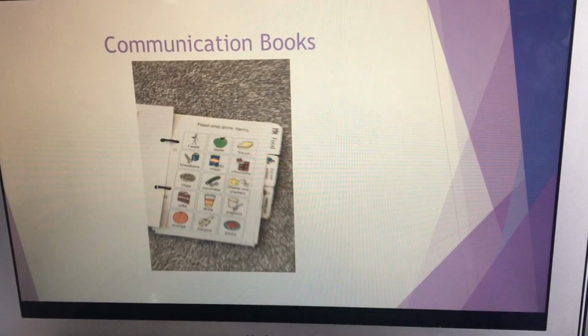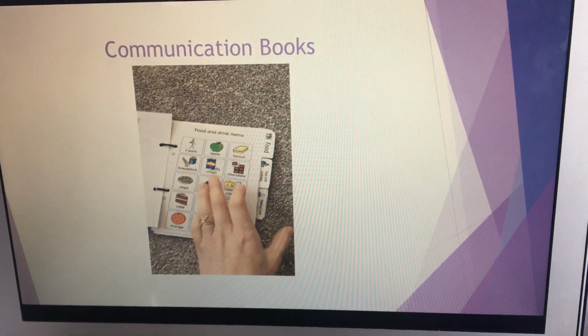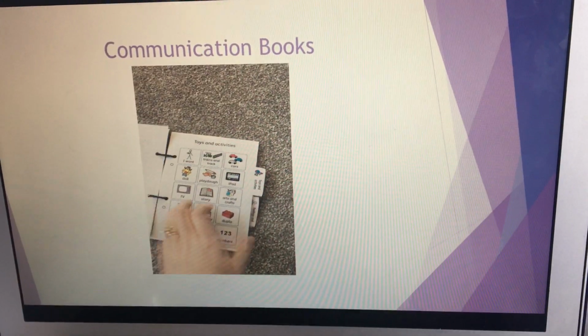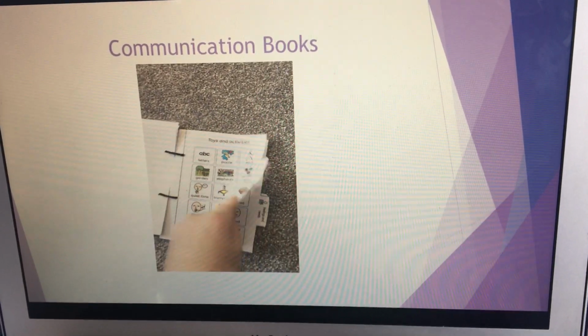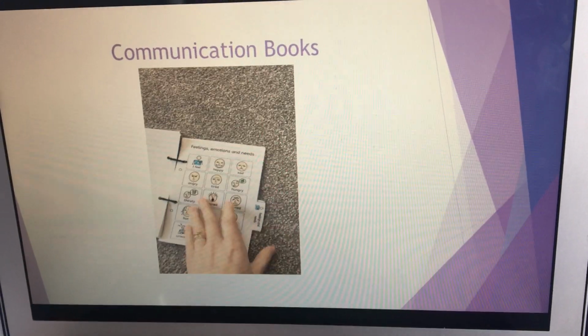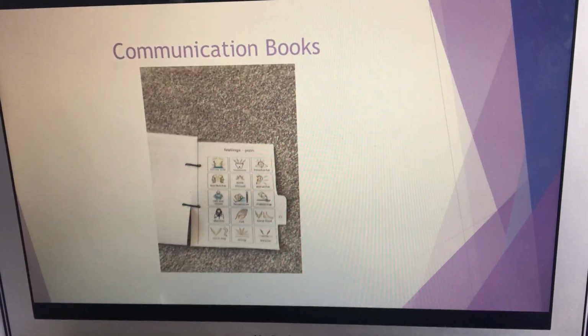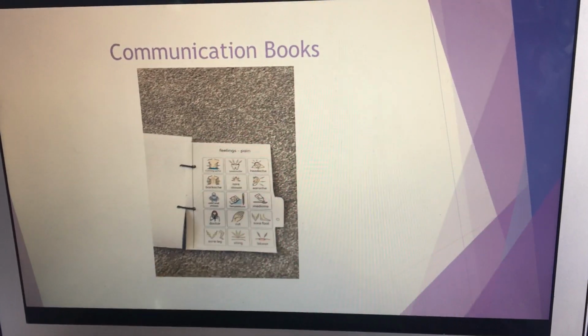This book has different sections in, so you've got food and drink items, there's toys and activities, feelings, emotions and needs, and feelings and pain. Some children's books might also have routines in them.